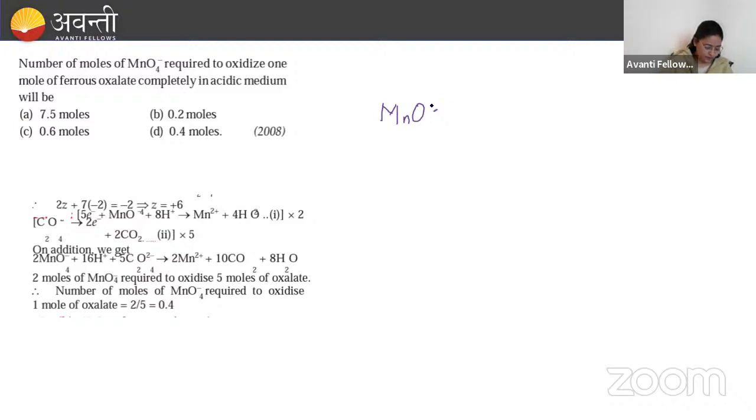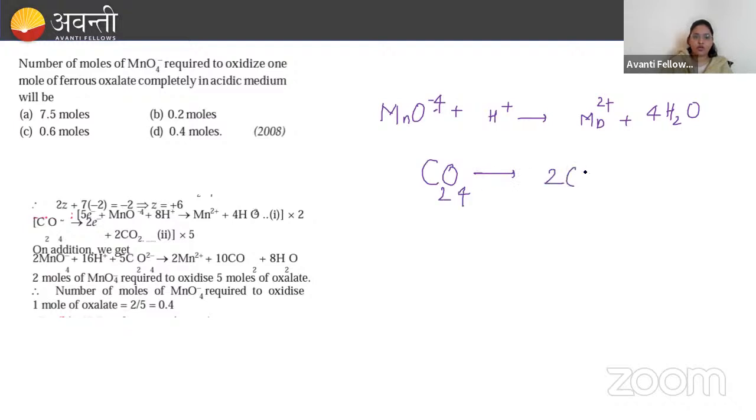MnO4 minus plus H plus. It is giving us Mn2 plus plus 4H2O. This is one reaction. Another reaction is what? C2O4 2 minus giving us 2CO2 plus 2 electrons. और ये जो reaction है यहाँ पे involved हैं 5 electrons.